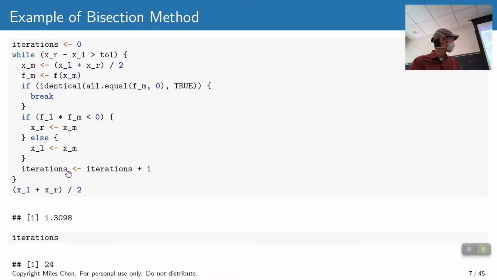And then at the end we're just going to ask what's the midpoint of x on the left and x on the right. Okay, and so when we let this run, we get 1.3098, which maybe looks familiar to us because we saw it a lot of times on Monday, because that was the solution, the root to this function, and it took us 24 iterations to get there.